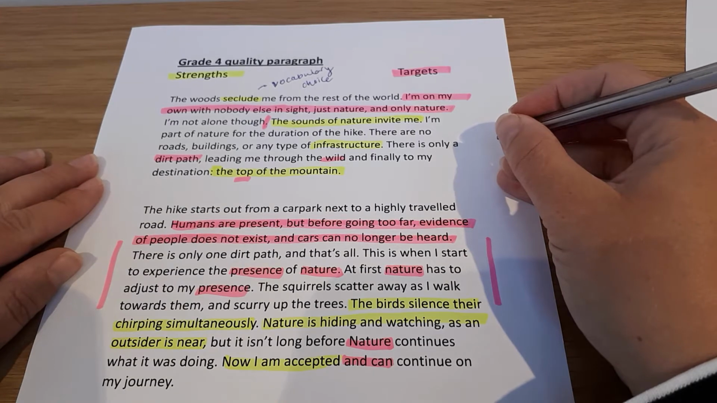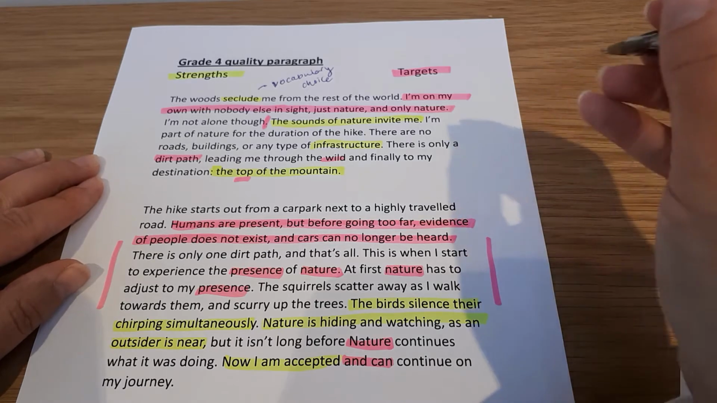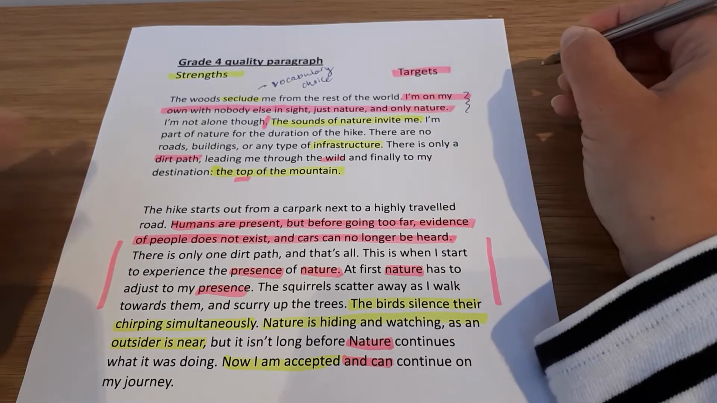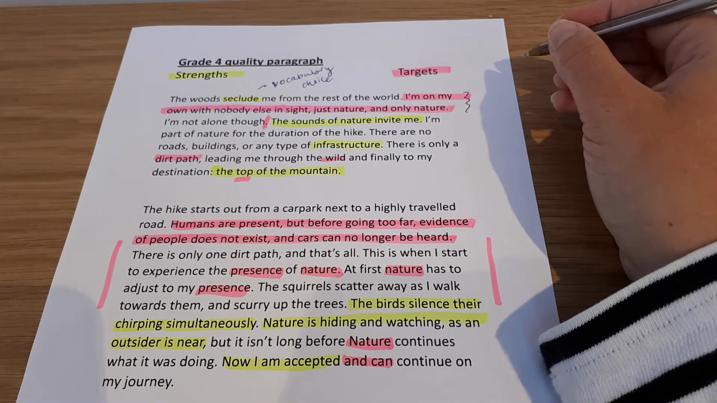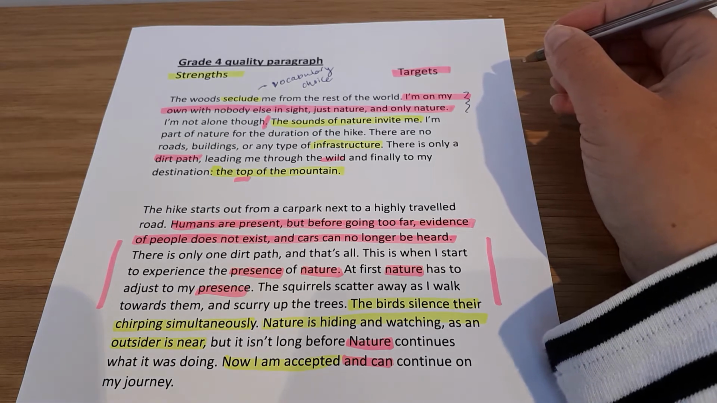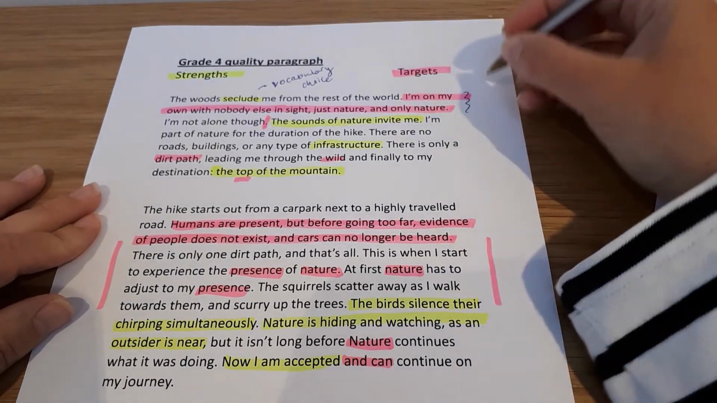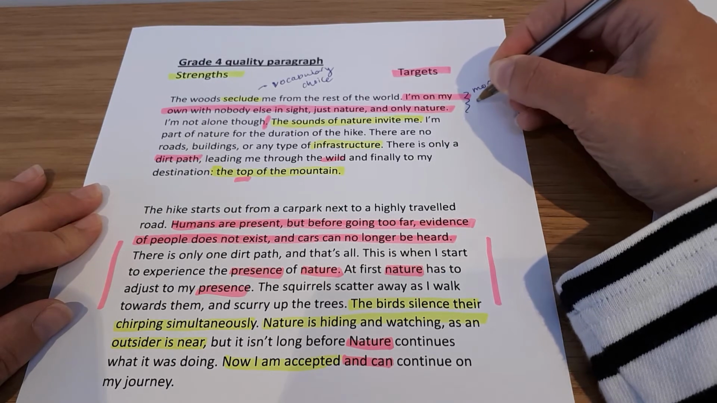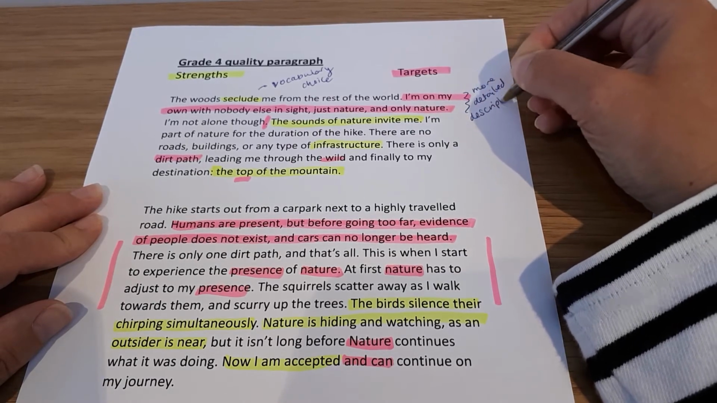I've then got a section that I've highlighted in pink. I'm on my own with nobody else in sight, just nature and only nature. Now, the reason I've highlighted this in pink is because I feel it's a little bit, what's the word? Lazy, actually, I think. Because what we've got here is an assumption that I know as the reader what kind of nature that this person is seeing. I think what we could do with here is a little less tell and a little bit more show. So I'm going to write here as a target, more detailed description needed.